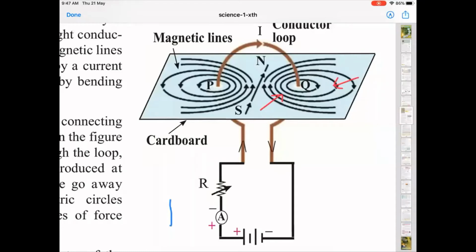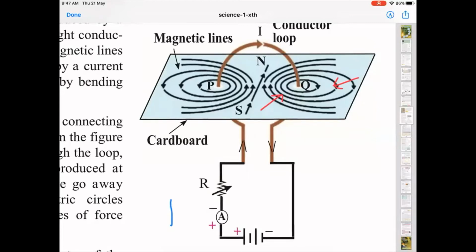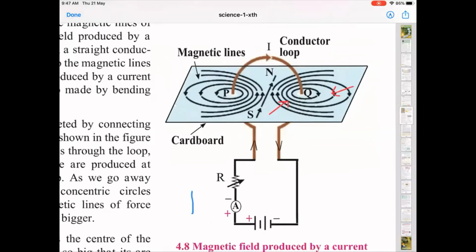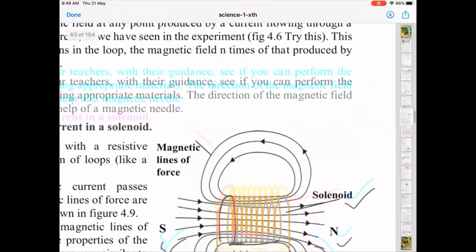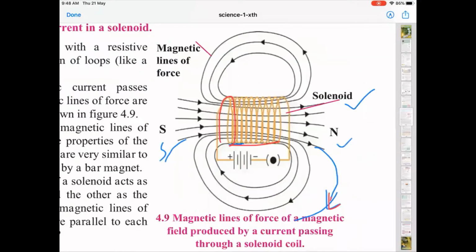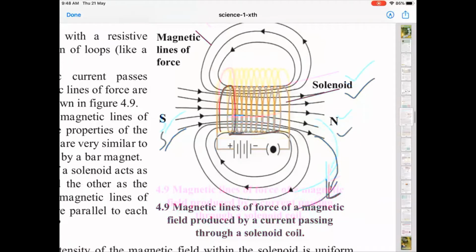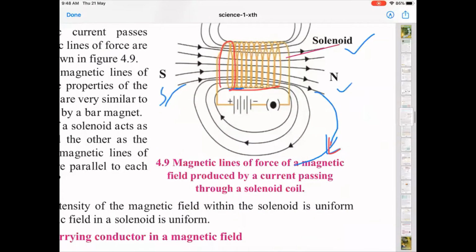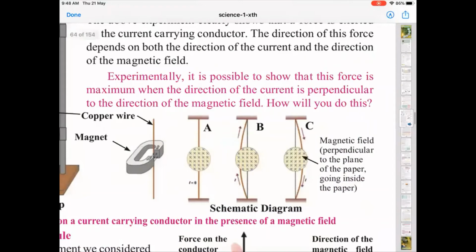So basically, this topic deals with what type of magnetic field is produced in a circular loop of wire, and that we applied to the solenoid, where we understood that the magnetic field produced is exactly similar to that of a bar magnet. From there we will try to understand what type of forces act on the conductor.